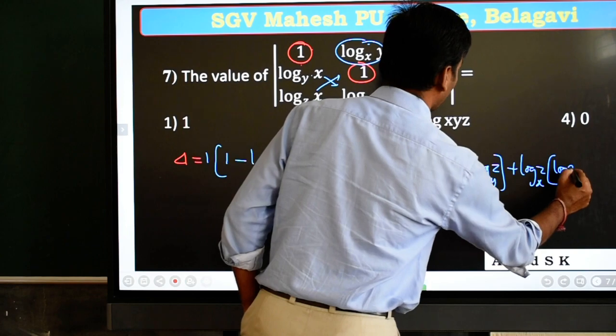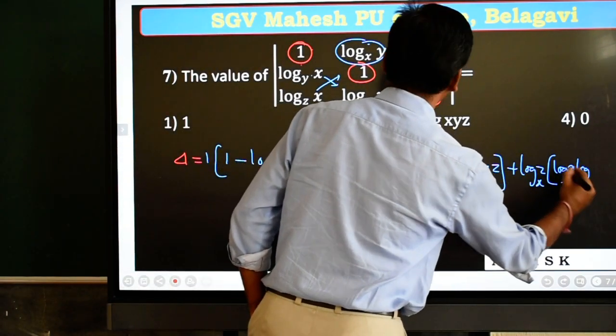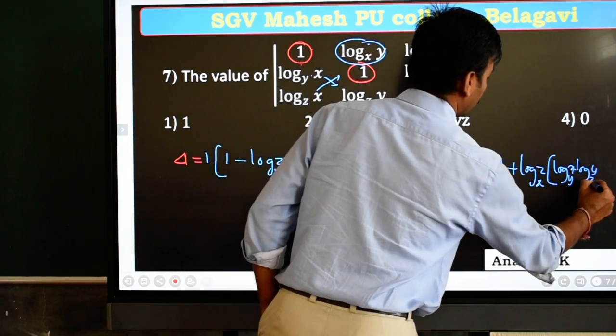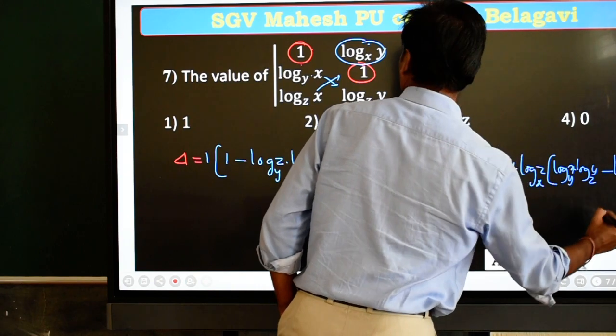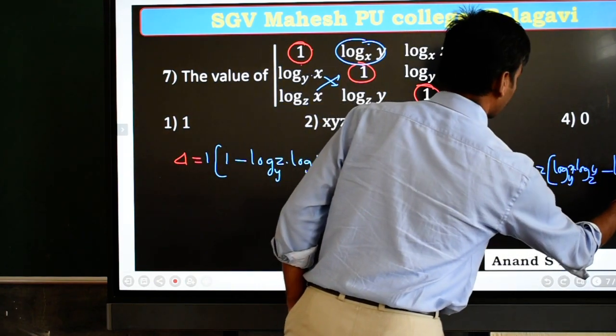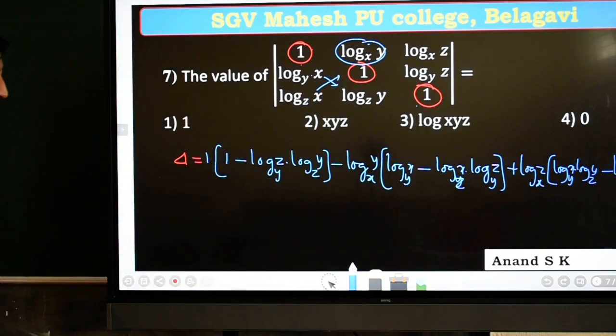It is nothing but log x to the base y into log y to the base z minus log z, log x to the base z. So this is how we can write the expansion of this one.